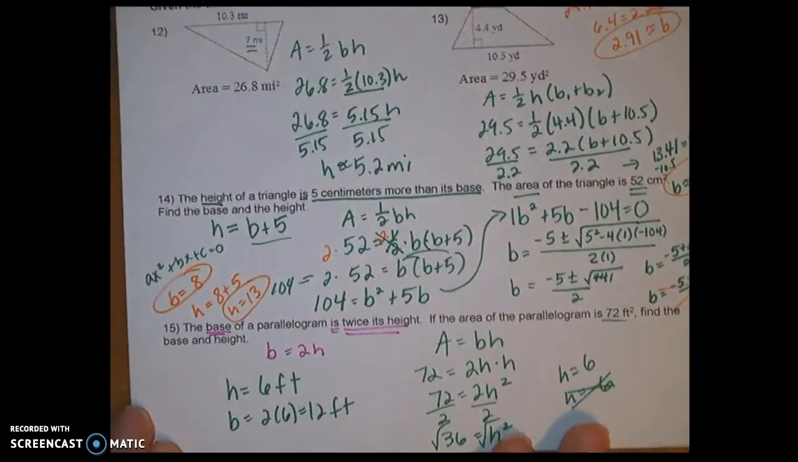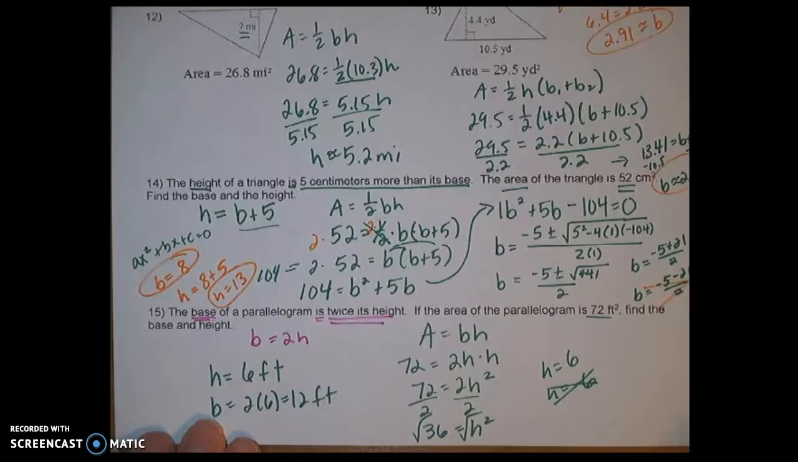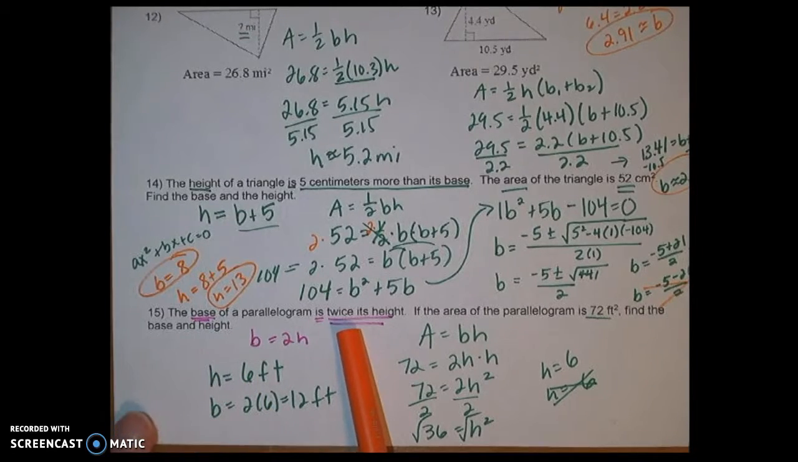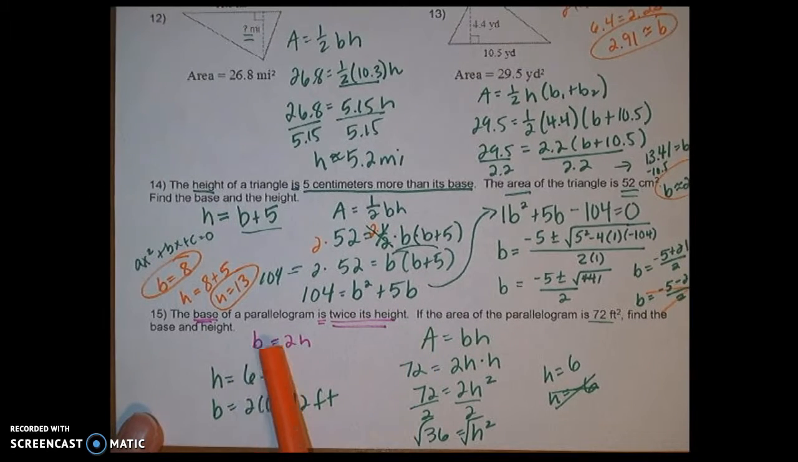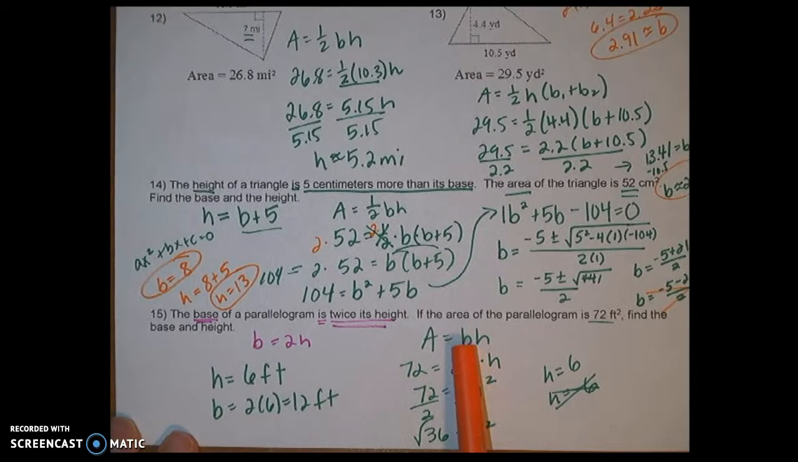Okay, so for a real quick explanation here, we were told that the base of the parallelogram is twice the height, so b equals 2h. Remember, the area of a parallelogram is base times height. The area is 72. I'm going to replace the base with 2h, so I have 2h times h. 72 equals 2h squared. Divide both sides by 2, square root them.